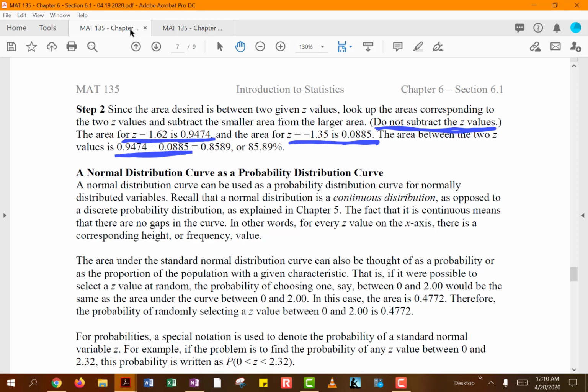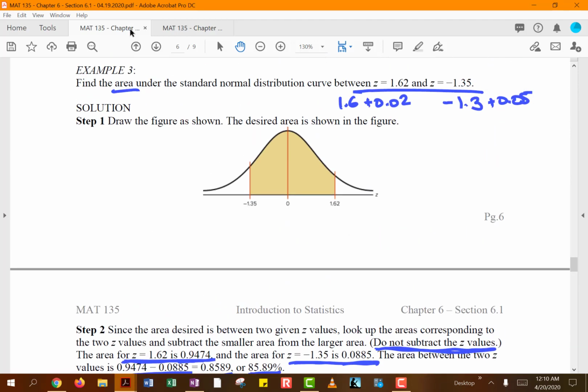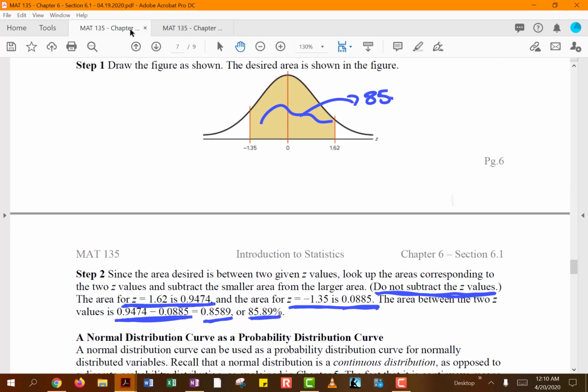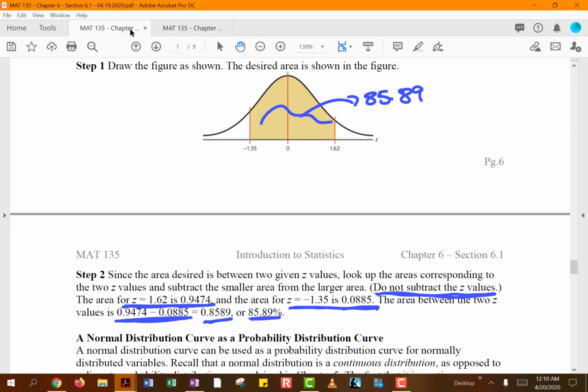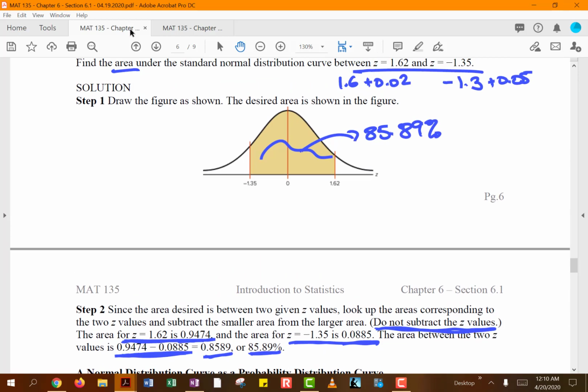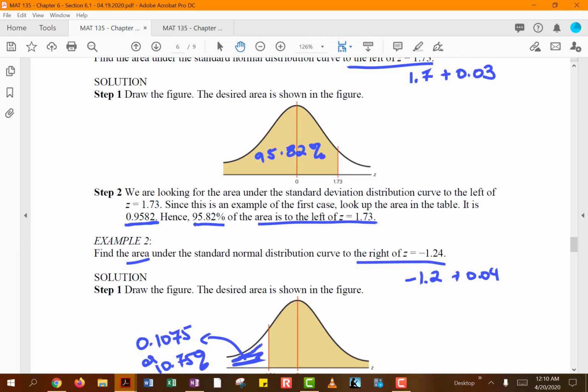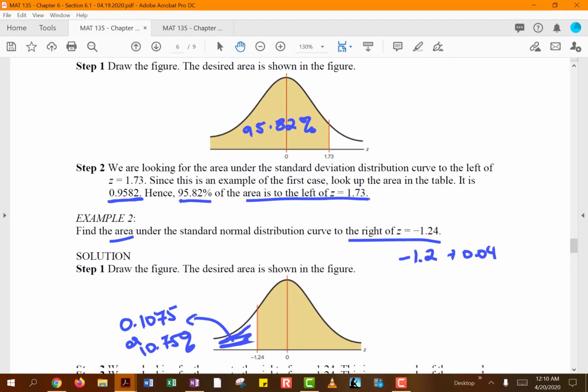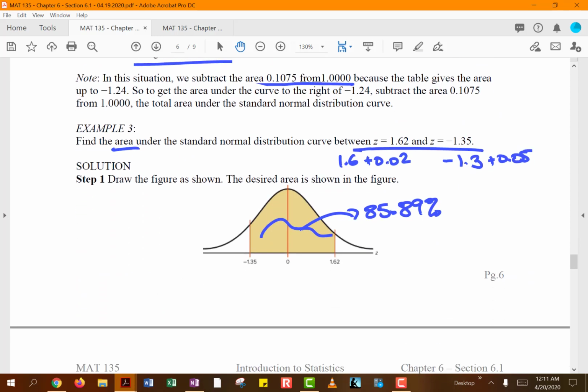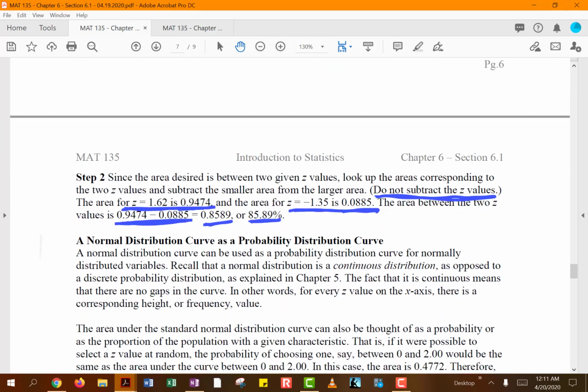So this answer is coming out to be approximately 0.8589, or about 85.89%. So we are saying this total area is going to be approximately 85.89%. Okay, so I hope you can kind of see how each of these three different types of examples work out when we are asked to find the area, or like I said, the probability, either to the left of the z-score, to the right of the z-score, or in between two z-scores.